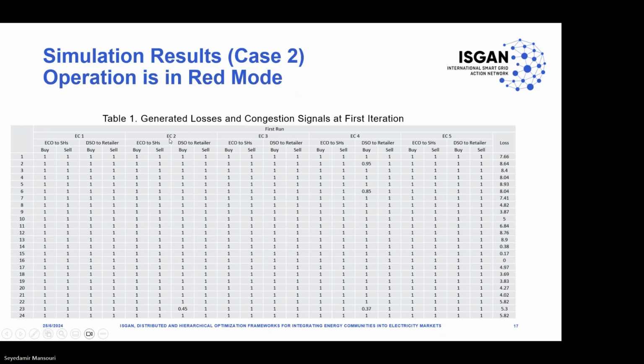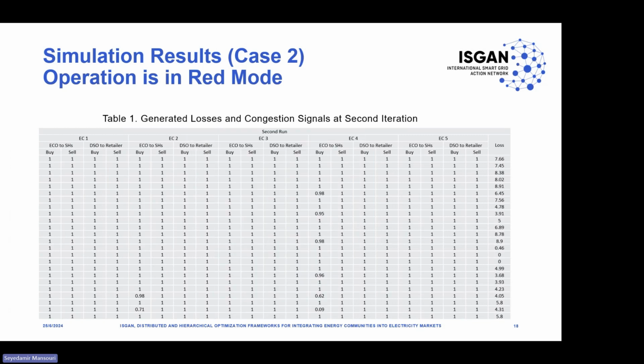For example, energy community number 2 has to reduce its exchange with the retailer to 45% at 11 p.m. This is the limitation. And here, energy community number 4 has to reduce its exchange with the retailer at 6 a.m. So these are limitations found by the DSO due to the congestion.